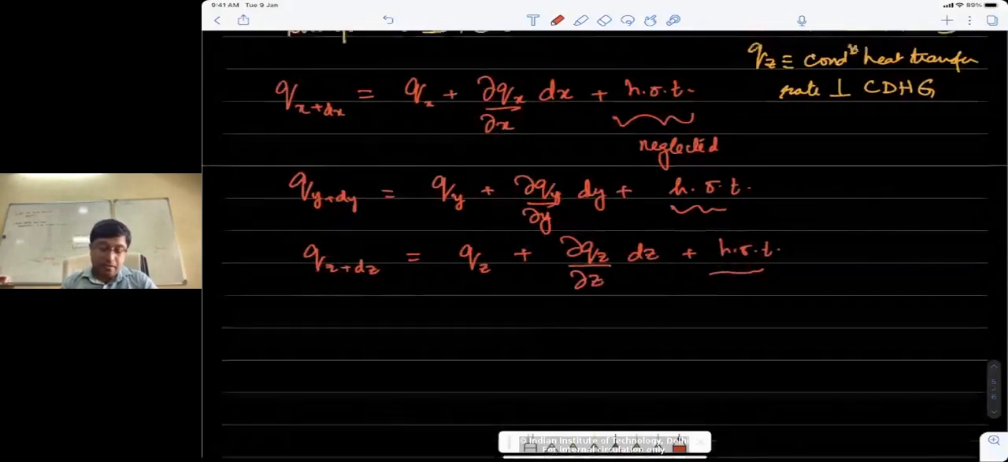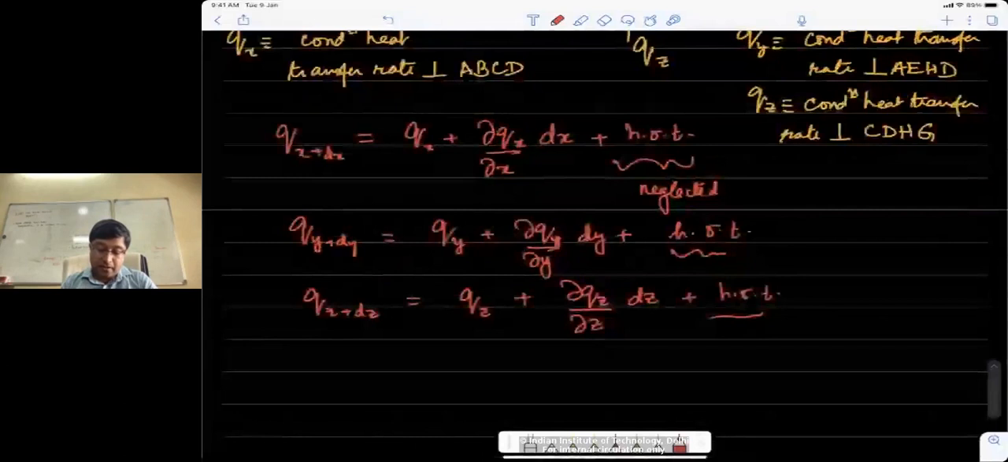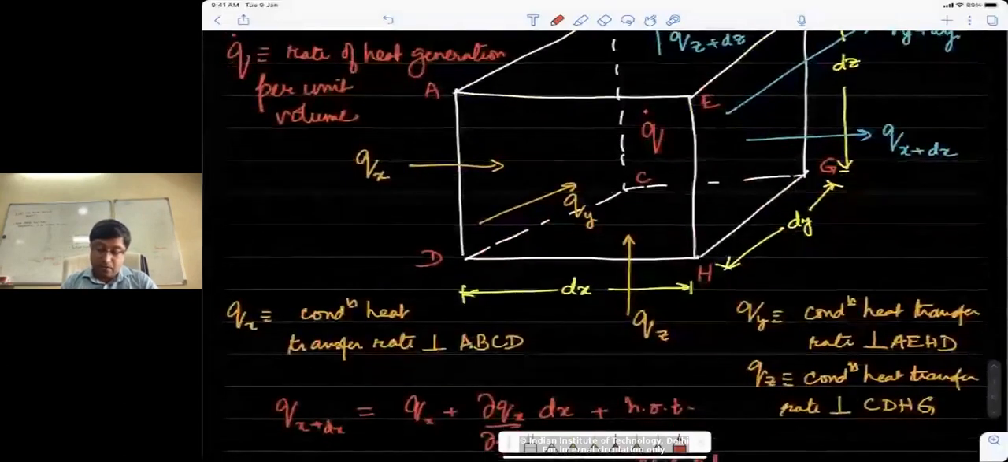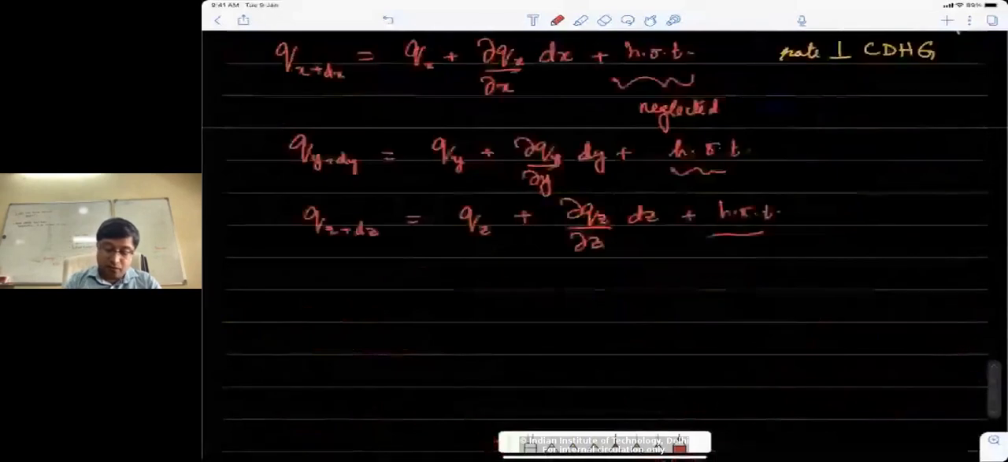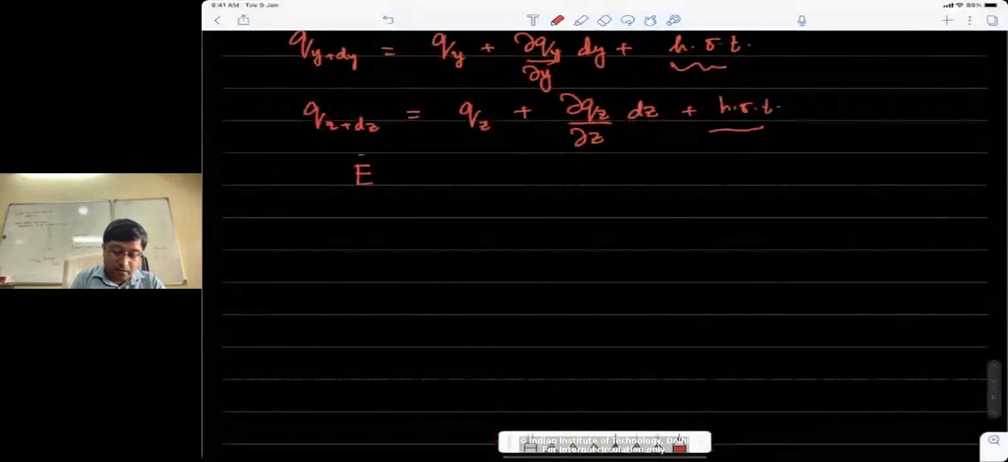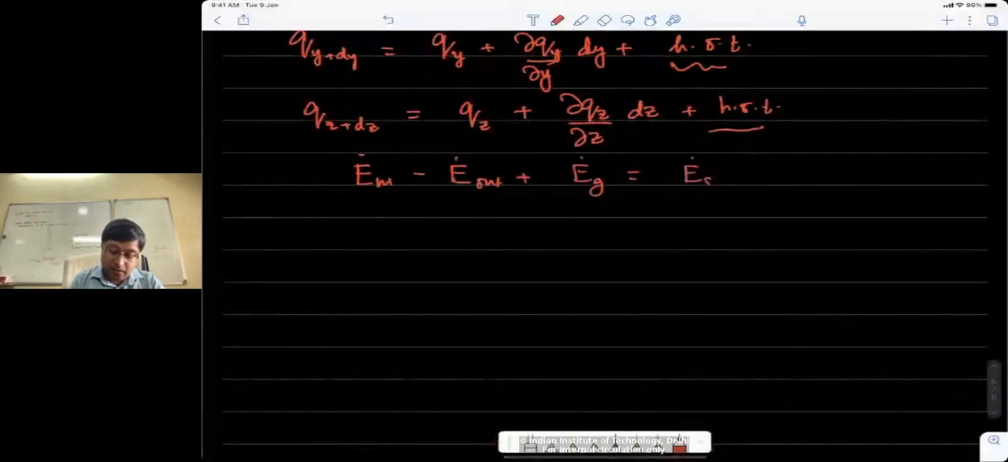Okay, so we've linearized, and now we can apply conservation to this control volume. So let's apply conservation. Remember, the conservation law said E dot in minus E dot out plus E dot generation is E dot storage. Now, what would be each and every term?